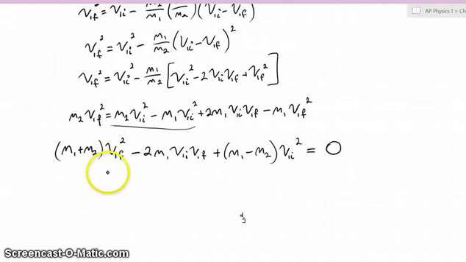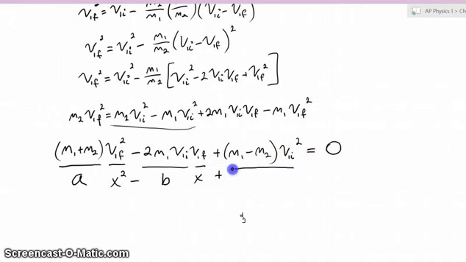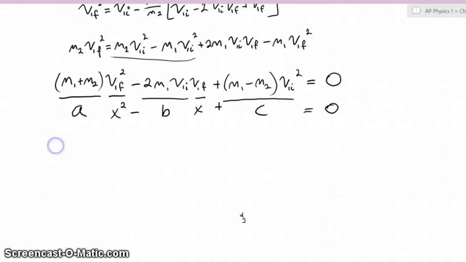So we can think of this as, this is a, this here is x squared minus, this is b, here's x again, since that's our only unknown, plus, and then all of this is c equals 0. So this is a polynomial that we can solve using the quadratic formula.